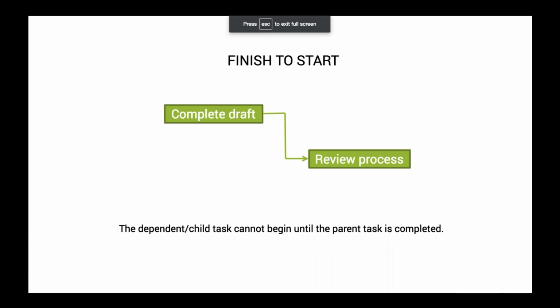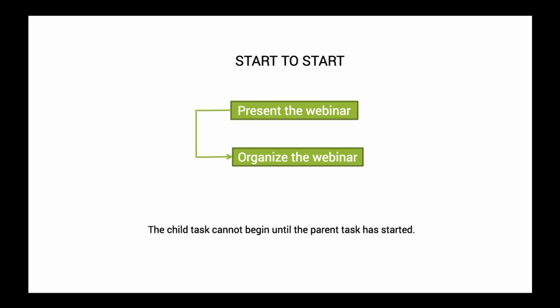So the first kind of dependency is the finish to start dependency. In this, the dependent task cannot begin until the parent task is completed. For example, the review process of a blog cannot start unless the draft is finished. And the next is the start to start dependency, which means that the dependent task or the child task cannot begin until the parent task has started.